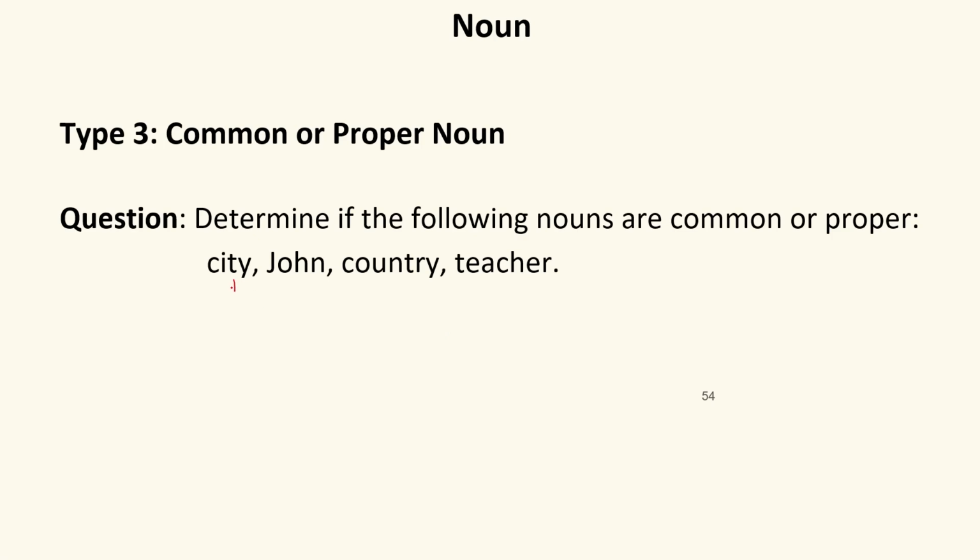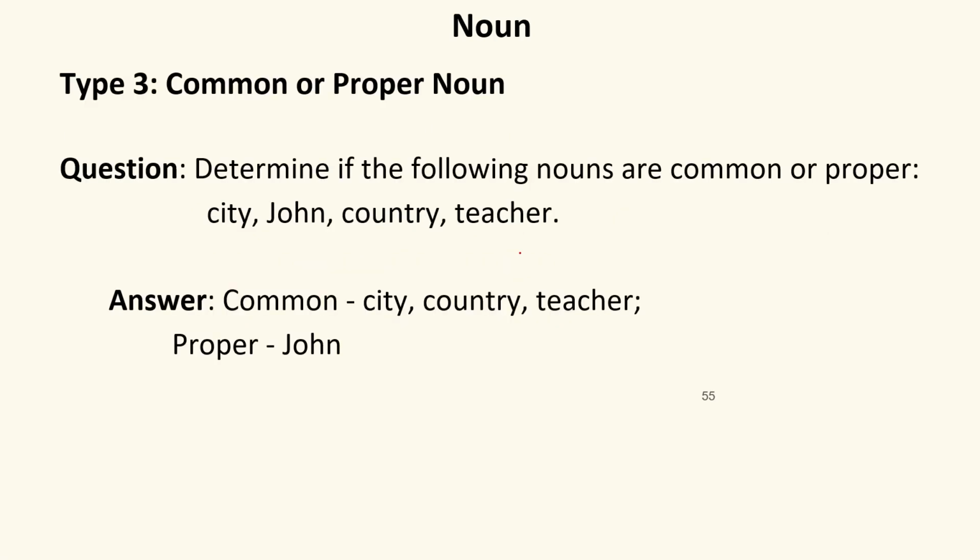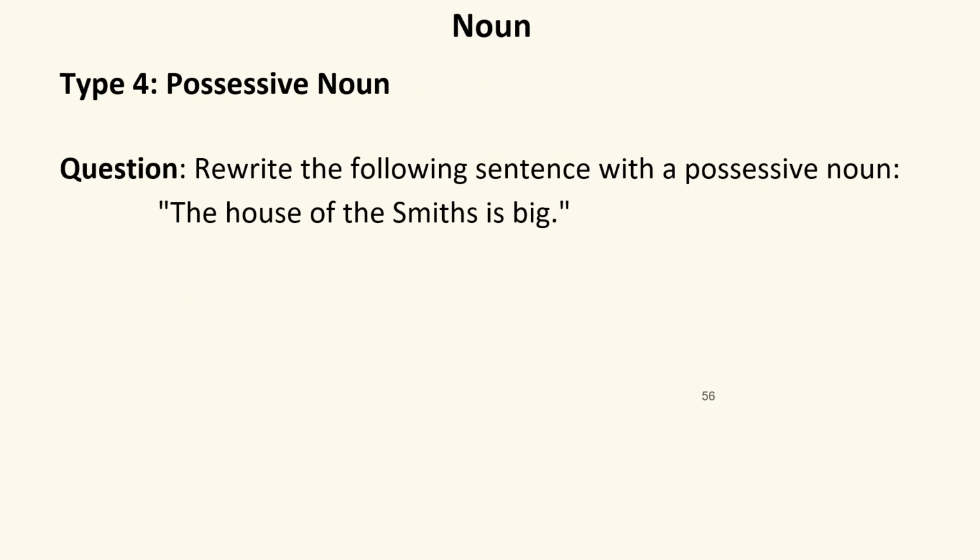Now city is a common noun. John is the name of a person, that is a proper noun. Country is again a common noun. Teacher is a common noun, and common gender as well. So common nouns are city, country and teacher, whereas the proper noun is John.